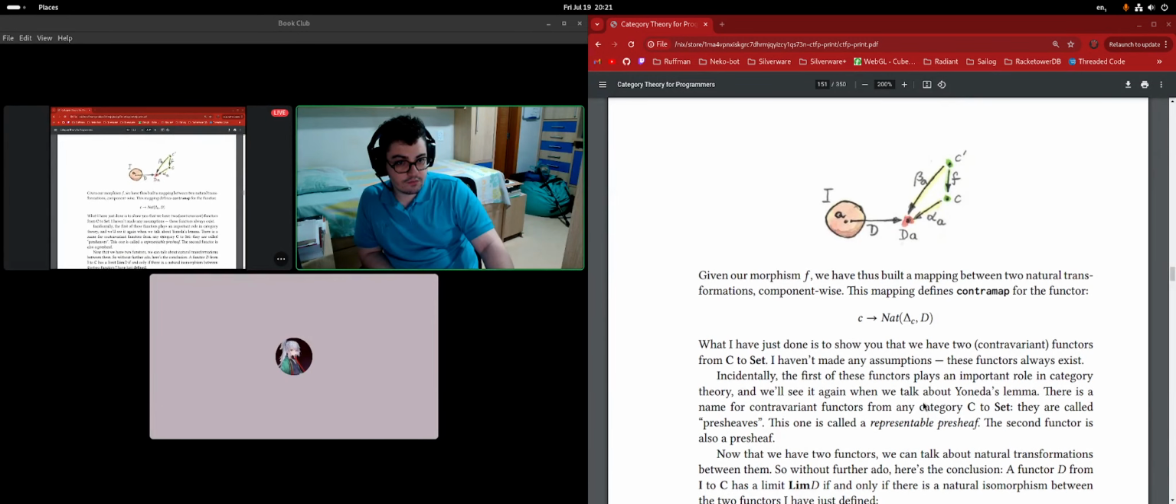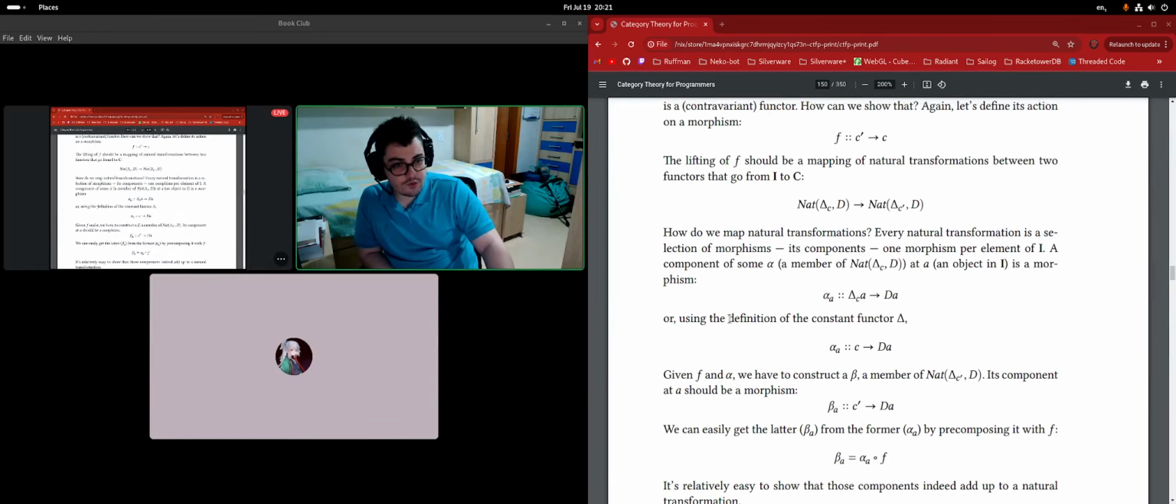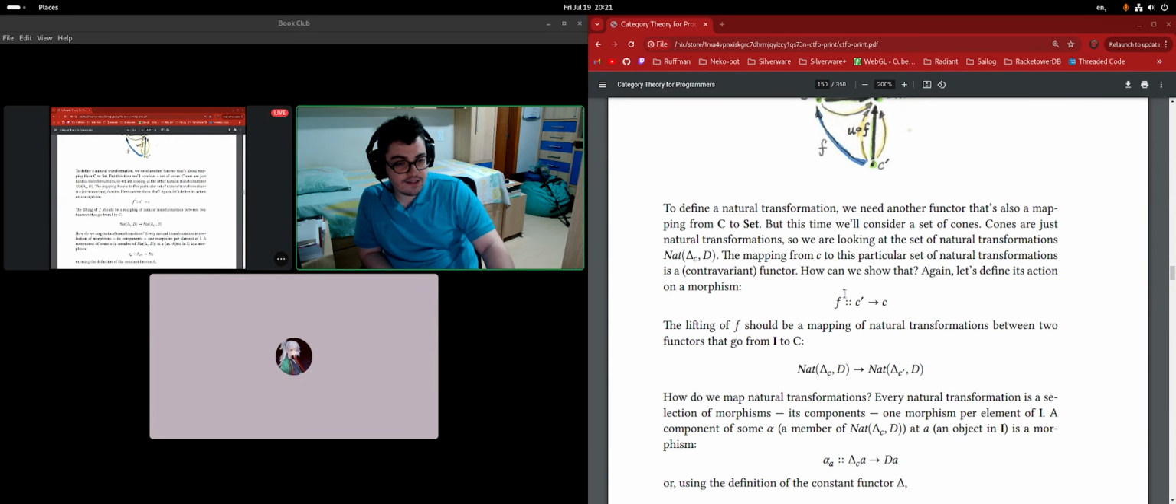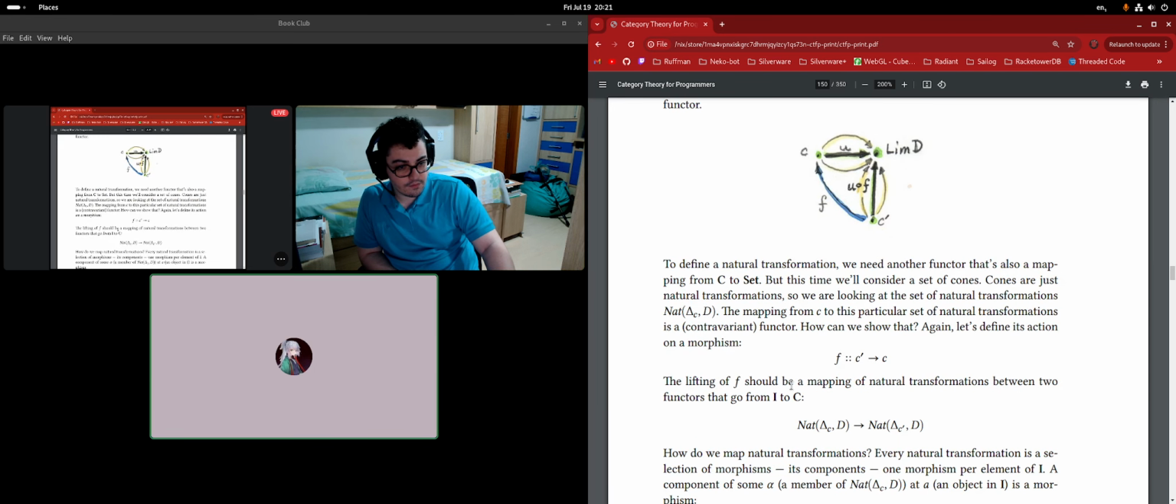So let's just move on. Given our morphism F, we have just built a mapping between two natural transformations component-wise. No, this needs to be what you said. Both are apexes of cones. So I don't really understand how a cone is mapping. It's because a cone is defined by a natural transformation. No, I understand that part.